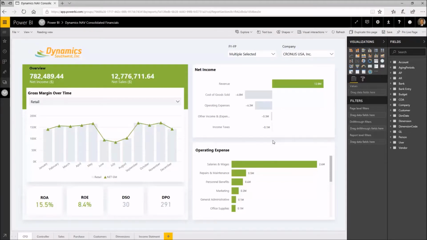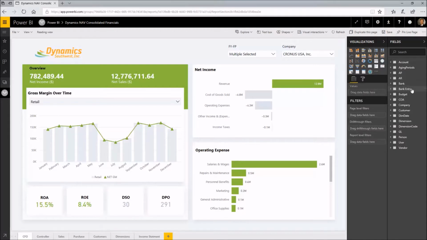Hi, welcome to the Power BI showcase of the consolidated financials for Dynamics NAV. The consolidated means all the companies in the NAV database are aggregated to be viewed together or individually, as we can tell from the company slicer.